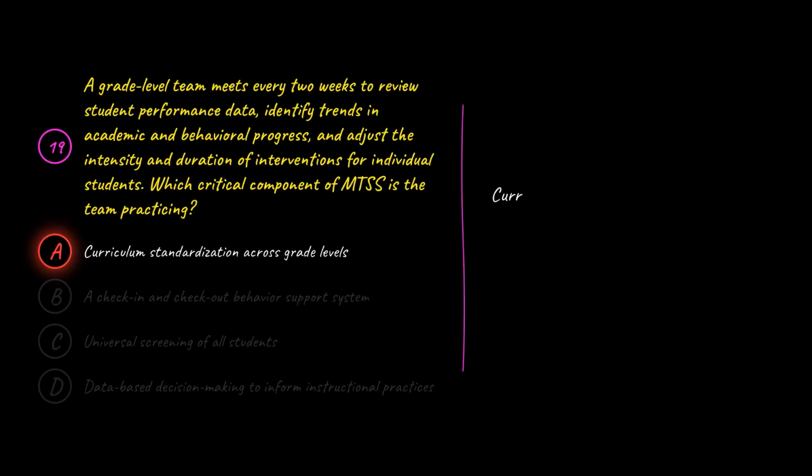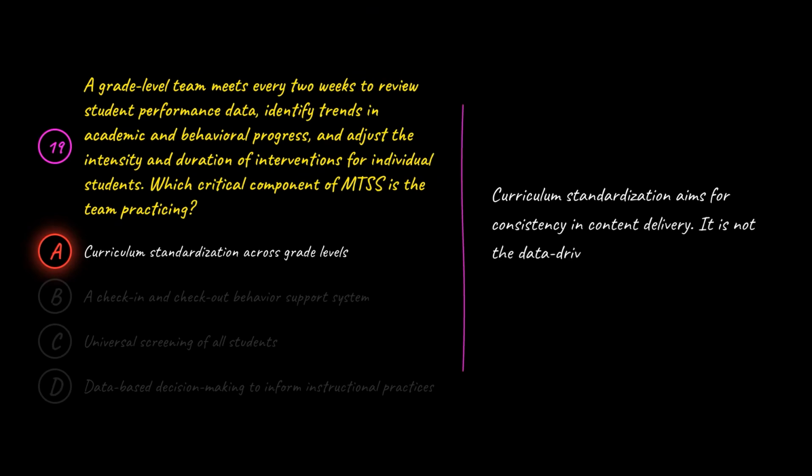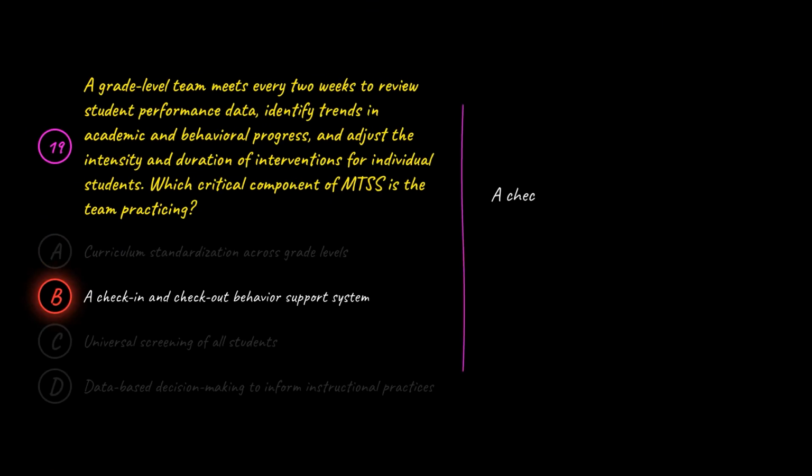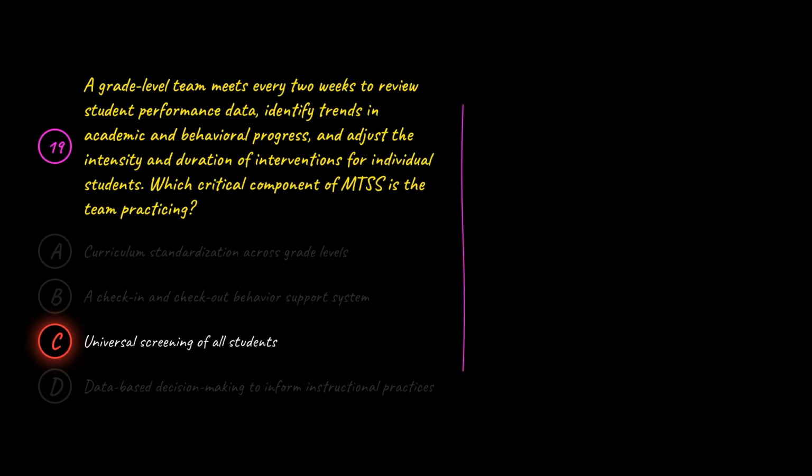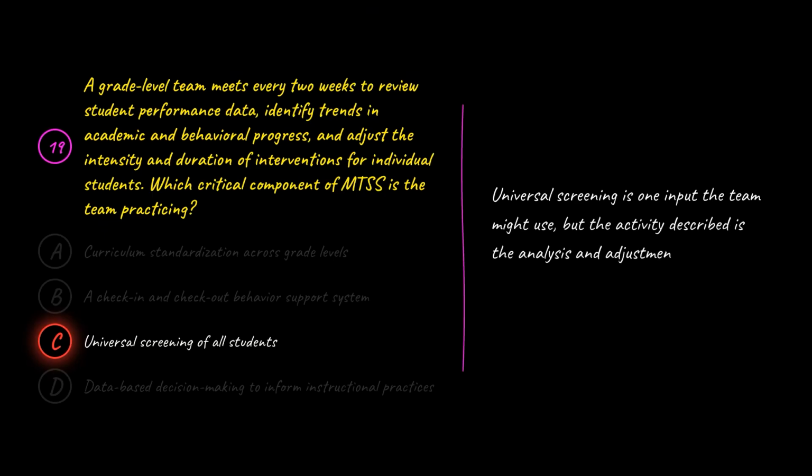A is wrong because curriculum standardization aims for consistency in content delivery. It is not the data-driven adjustment process the team is using. B is wrong because a check-in and check-out system is a Tier 2 behavior intervention for individual students. It is not the team-level data review the scenario describes. C is wrong because universal screening is one input the team might use, but the activity described is the analysis and adjustment, not the initial screen.